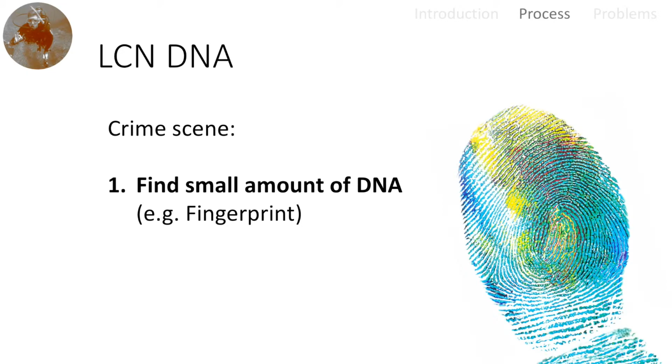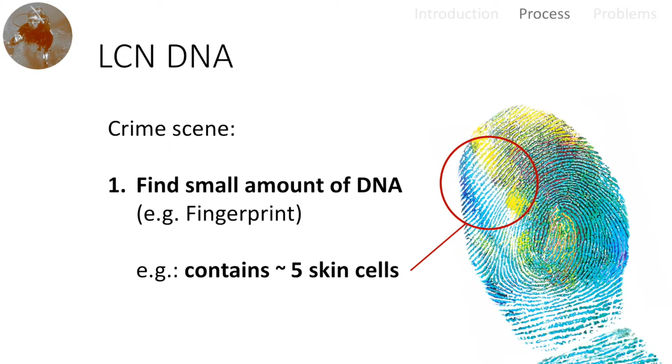First of all, let's just imagine a crime scene. The first step on a crime scene is that the police or the scientific police will search for small amounts of DNA. And if they find some small amounts of DNA, for example from fingerprints, they have something to work with. So let's say they find a fingerprint. The problem is here, this fingerprint only contains approximately 5 skin cells. And here we are back at the term LCN again, low copy number DNA. So we just have the DNA of 5 skin cells, which is an extremely small amount.